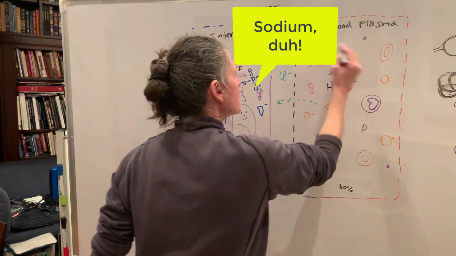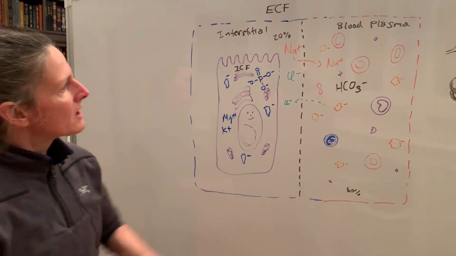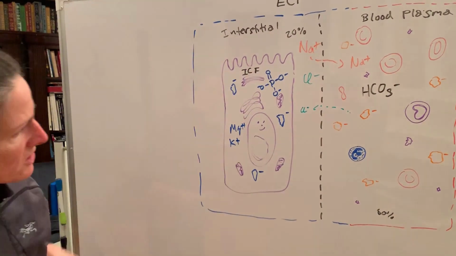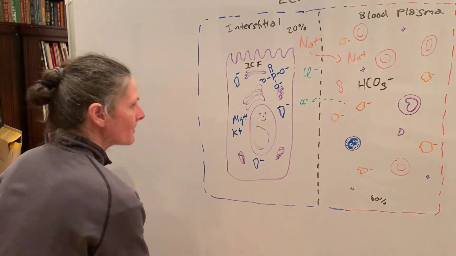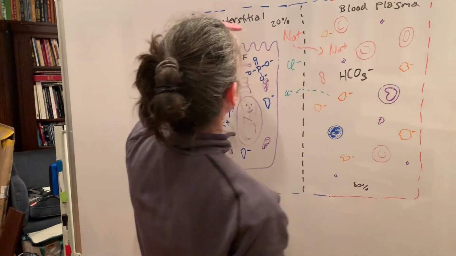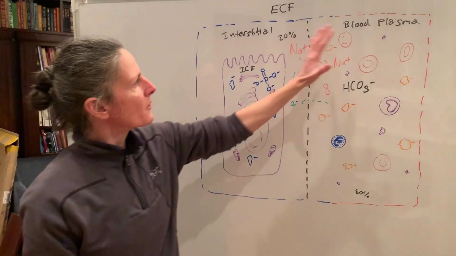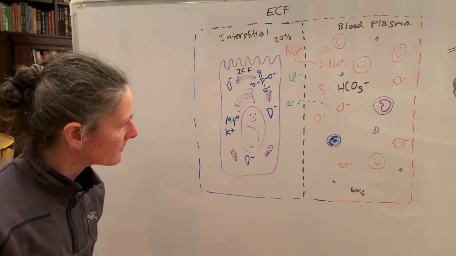So we have a little bit of variation, a little bit more sodium in the blood plasma, a little bit more chloride ion in the interstitium, but by and large, the compositions of the fluid between the interstitial fluid and the blood plasma does not vary that much. And these are both the major compartments of the extracellular fluid.